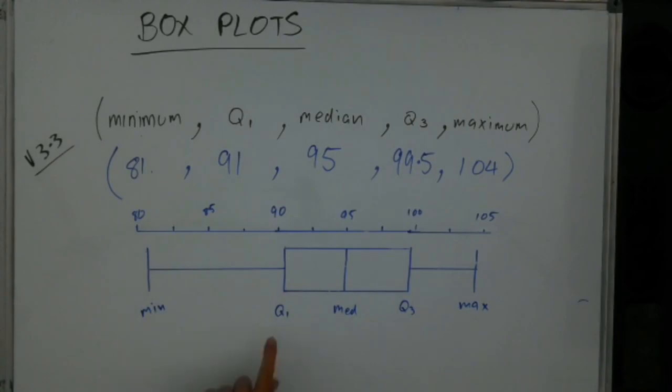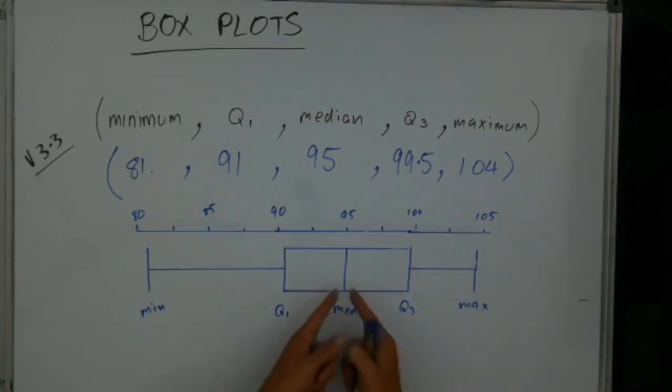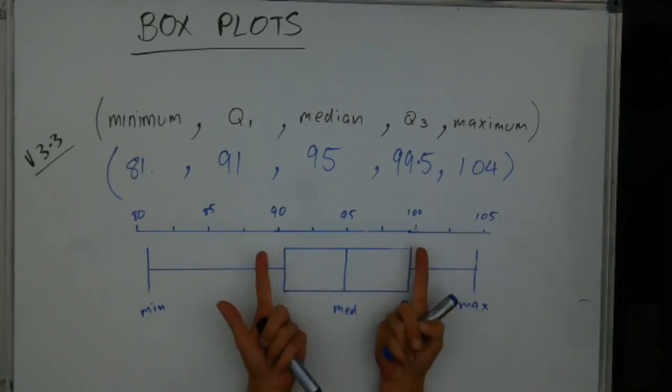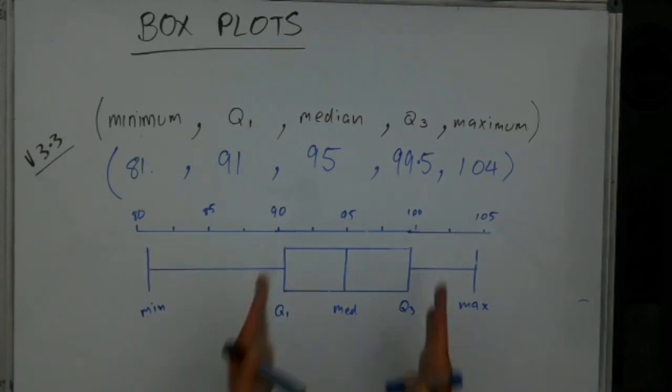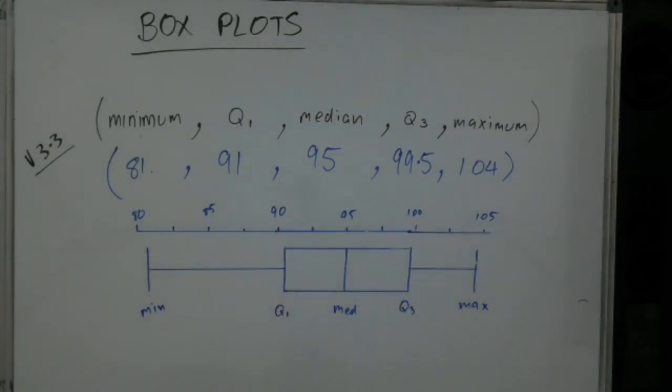So between Q1 and Q3, because this is the 25% mark and this is the 75% mark, in our box, that's half of our data. So half the data sits in that space. There's the median.